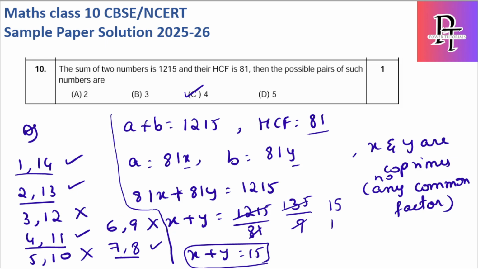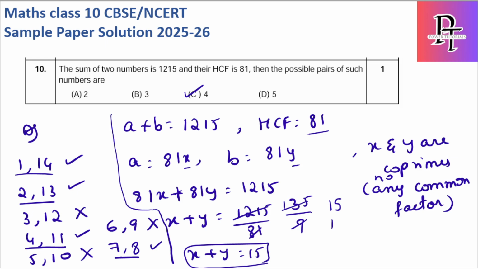Hope you got it. So I just found the possible cases of x and y, because 81 into that number or 81 into the other number will give me the sum of 1215. So always mention which are coprimes, which do not have a common factor. 3 and 12 have a common factor, so it is not included. 5 and 10 are not possible, and 6 and 9 are also not possible, because they have a common factor of 3, 5 and 3 respectively.